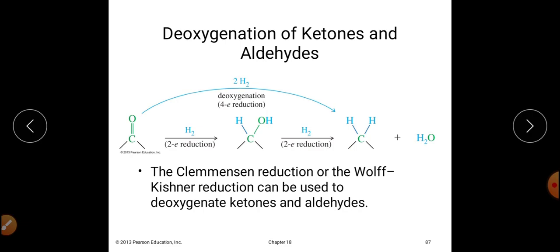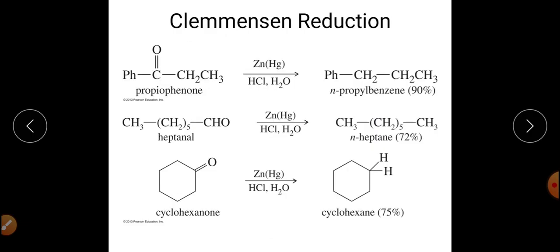So basically this is a reduction reaction, and two important reduction reactions are studied under this category: the Clemmensen reduction reaction and the Wolff-Kishner reduction reaction. In the subsequent slides we will discuss the mechanism of these two reactions and their synthetic importance, how these two reactions can be applied for organic synthesis. So first of all we will discuss the Clemmensen reduction.